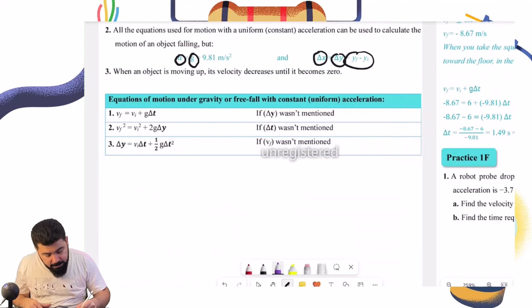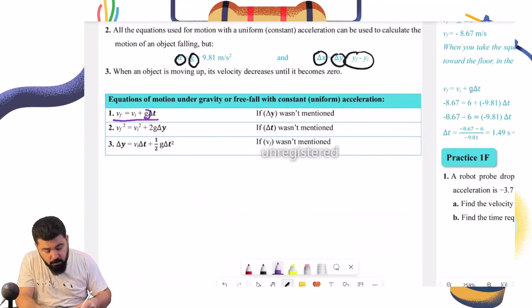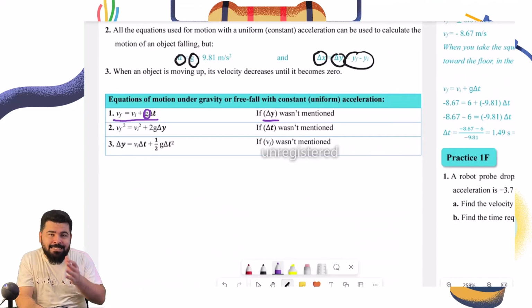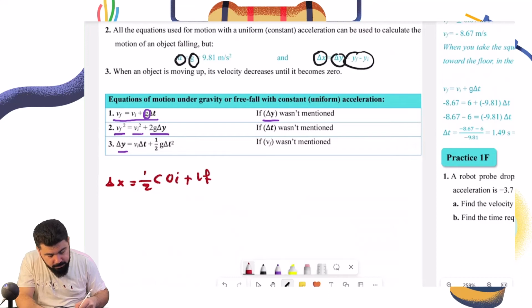V final is equal to V initial plus g delta t. Before it was a delta t. We use this when delta x is not mentioned. V final squared is equal to V initial squared plus 2g delta y, which we use when delta t is not mentioned. Delta y is equal to V initial multiplied by delta t plus 1 over 2 g delta t squared. And delta x is equal to 1 over 2 (V initial plus V final) delta t.